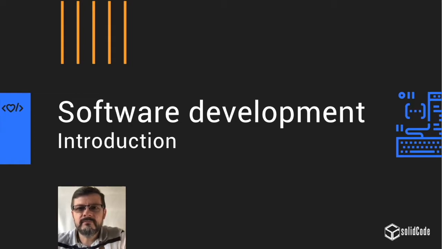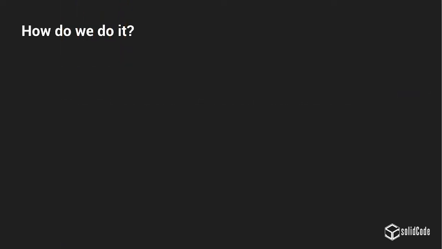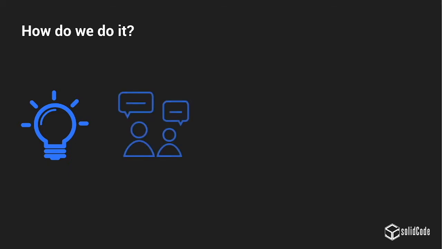This is Shandor. Today I'm going to be talking about software development. So how does software development work? First of all, we have an idea that we would like to implement, and usually we work in teams. We discuss these ideas and clarify the exact behavior of the software.